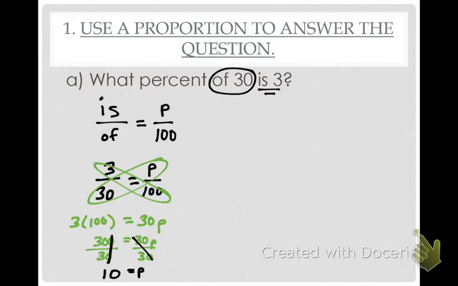Okay, now let's go back to our question. This is what it says. What percent of 30 is 3? So what should my answer be? 10% is the correct answer.